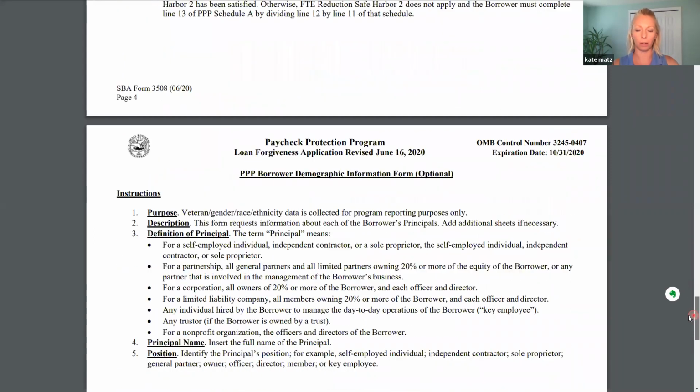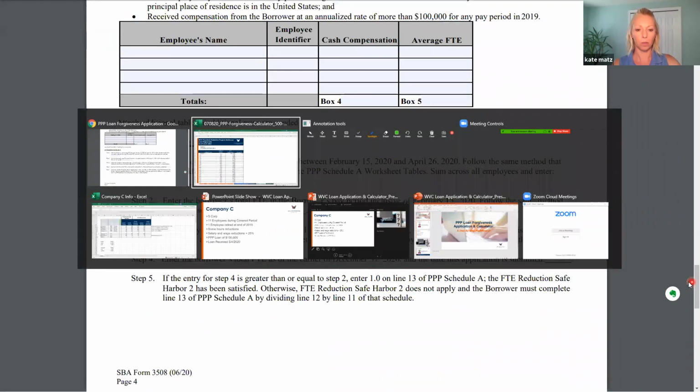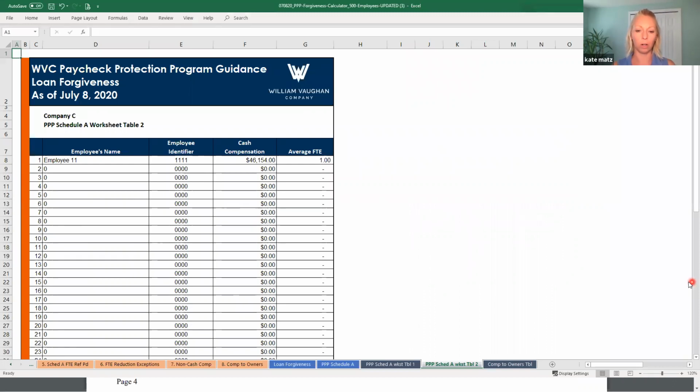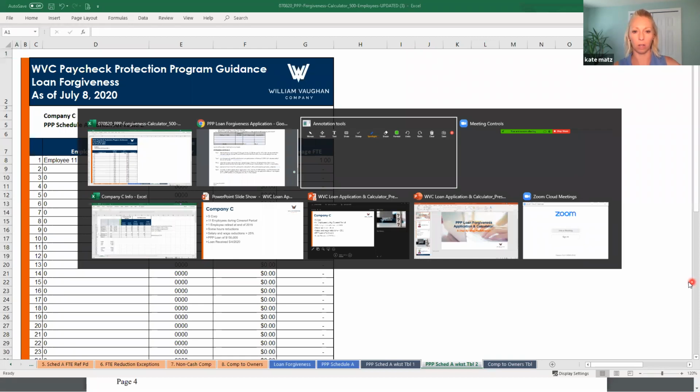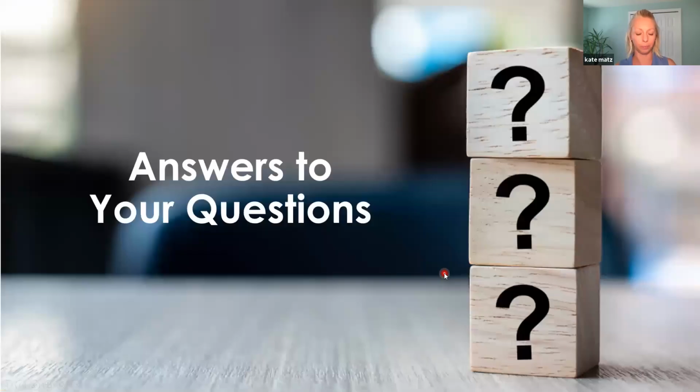And then we're back to that final page, which is the optional demographic information. So that gets us through the calculator, how to fill that out for the long form when you've got some FTE reductions or compensation reductions that you've got to take into account, and then how that information coming out of the calculator gets translated over into the application itself. So I'm going to open it up now for questions and answers, and Mike's going to jump back in to help us with that as well.